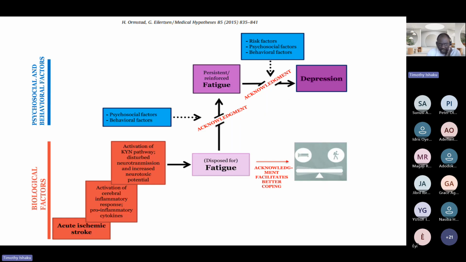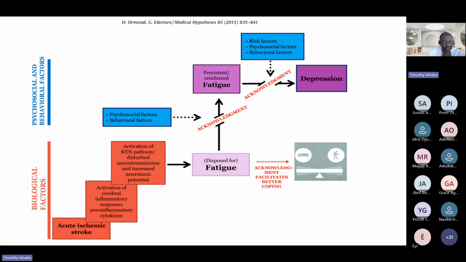Now let's look at this diagram on another example of how it influences the treatment. This is a literature published in 2015. The diagram clearly illustrates another biopsychosocial model in the context of post-stroke fatigue and depression. So patients who have had a stroke. The biological factors are the red bits, the ones in the red boxes.